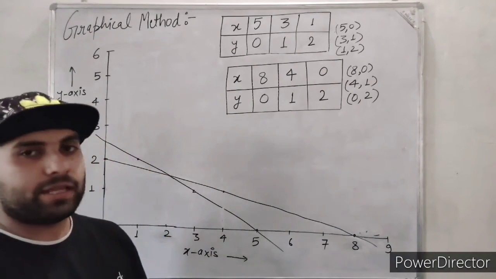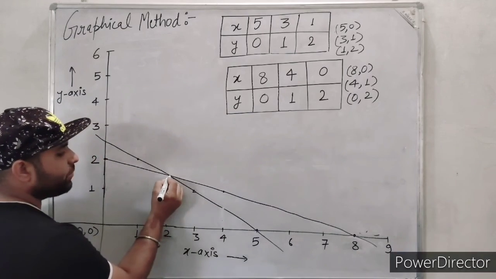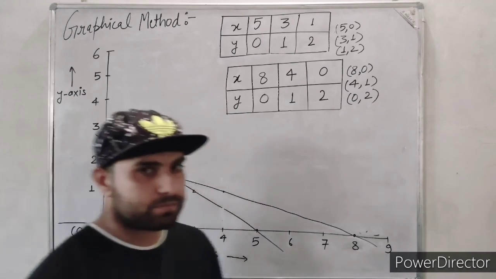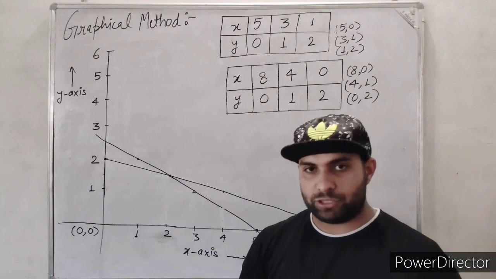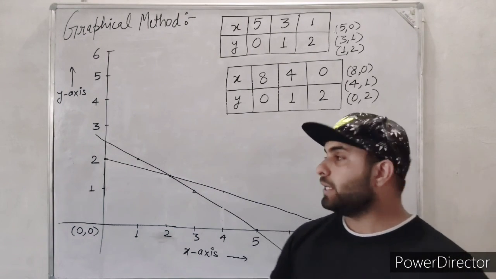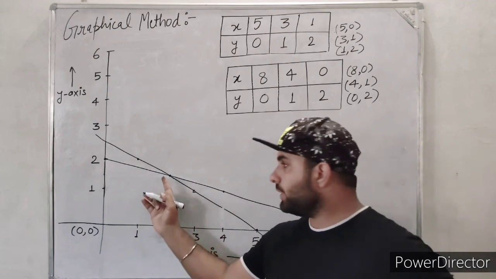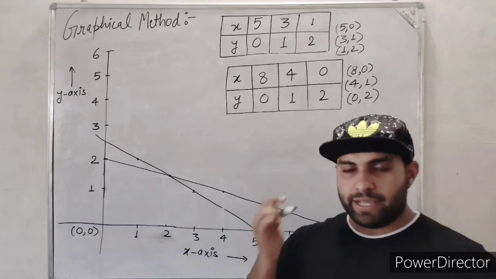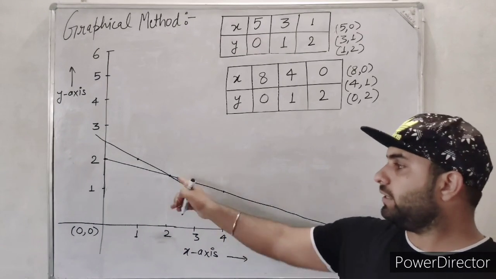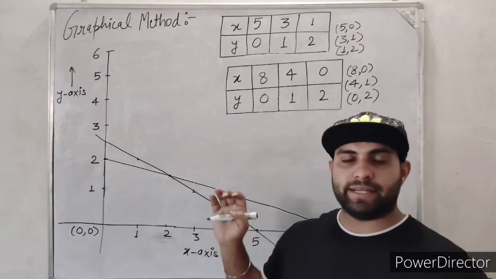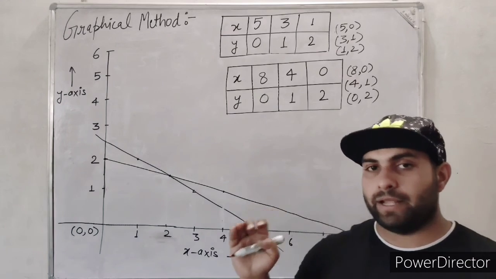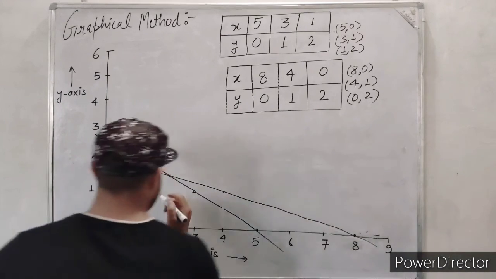Now here the solution is the intersection point of two straight lines. The intersection of these two straight lines is your solution. ये जो दो लाइन एक दूसरे को इस पॉइंट पे इंटरसेक्ट कर रही हैं, यही आपका सॉल्यूशन है. तो देखते हैं कि इसका कोऑर्डिनेट क्या है, इस इंटरसेक्शन पॉइंट का कोऑर्डिनेट क्या है. Let's find the coordinate.